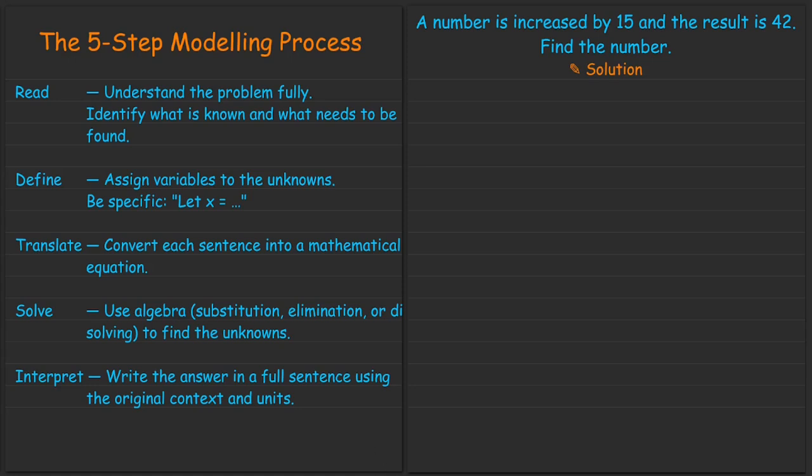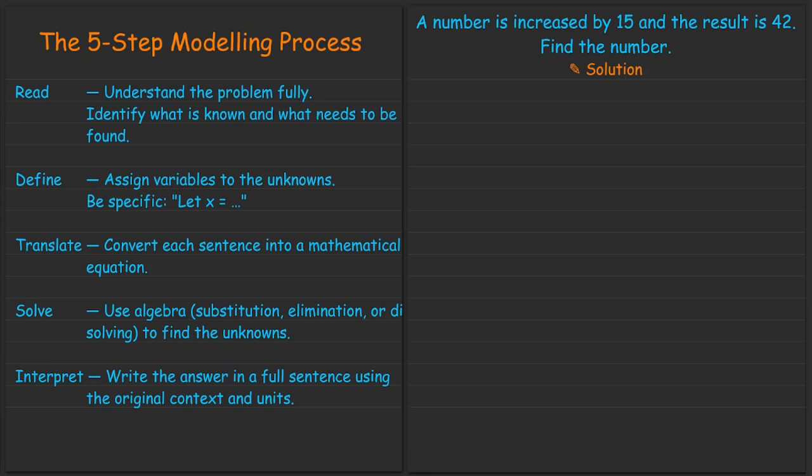So let's go to our very first question here. And as you know, my first questions are very, very simple. So from simple ones, then we keep building to more advanced ones to enhance understanding. It says a number is increased by 15 and the result is 42. We are then to find the number. So how do we go about this? As our steps have said, we need to read and understand. We have read and understand.